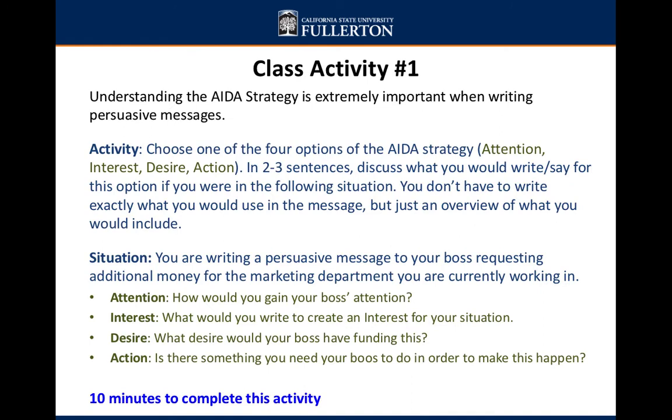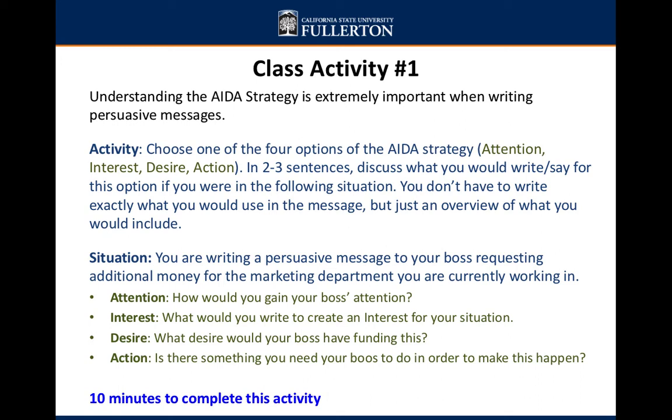So for your class activity 1, understanding the AIDA strategy is extremely important when writing persuasive messages. For your activity, I want you to choose one of the four options of the AIDA strategy: attention, interest, desire, or action. And in two to three sentences, discuss what you would write or say for this option if you were in the following situation. You don't have to write exactly what you would use in the message, but just an overview of what you would include, just to give me an idea of what you would write in this case.